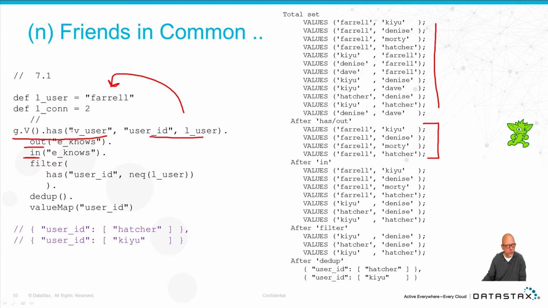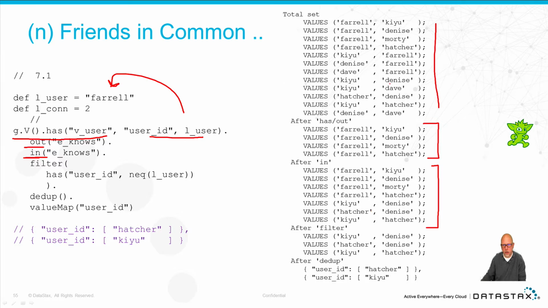And what comes into knows on those 4 rows? We were on user, just Farrell. We went out on E knows. We got the 4 people Farrell knows. We landed on user again on just those 4 users. When we do an in following the out, we get an additional set of rows. We get the people that those people know. We get the people Q knows. Farrell knows Q. Q knows Denise. Farrell knows Denise.